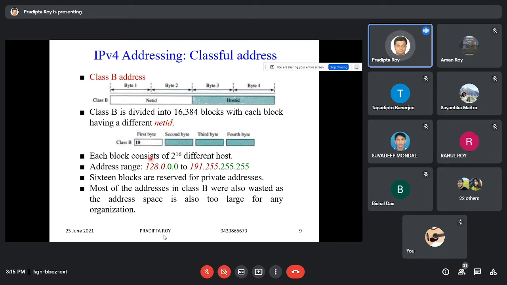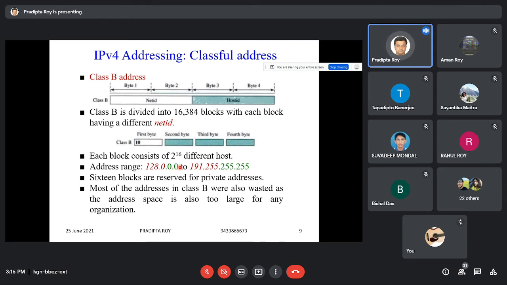Well, it is equivalent to 128. Next, the second byte is filled up with all zeros, so it is equivalent to 0. So these two, 128.0, comprise the net ID, and the rest of the portion, that is the third byte and fourth byte, are also filled up with all zeros. That actually represents the host ID. Okay, so these two zeros are represented with green color. So this is the lowest address of class B.